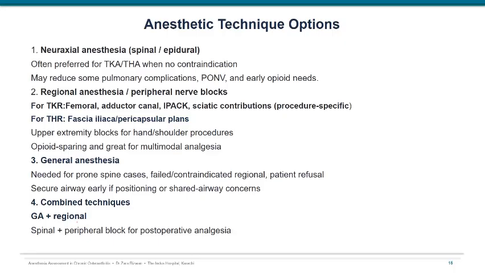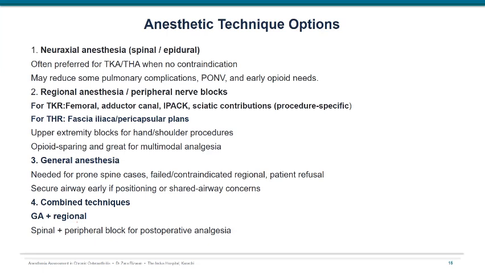For regional peripheral nerve blocks, for TKA patients we can go for femoral, adductor canal, IPACK, or sciatic nerve blocks, or for THR we can go for fascial or pericapsular plane blocks also. For upper extremities, we have supraclavicular block or interscalene block, which are opioid sparing. It's basically opioid sparing for multimodal analgesia.